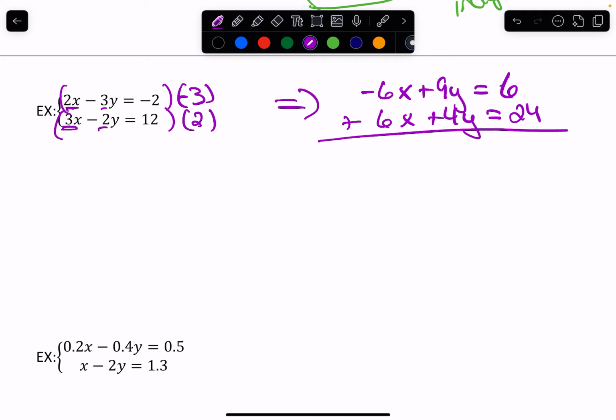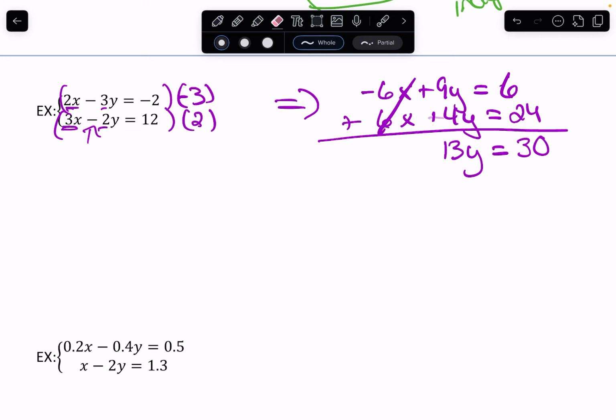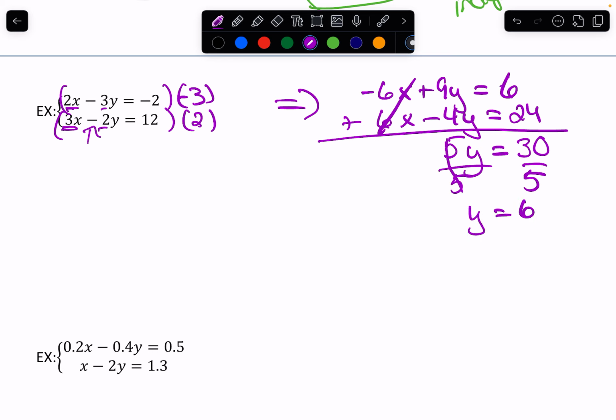I add. The negative 6x and plus 6x cancel each other out. 9 plus 4 is 13y, and 24 plus 6 is going to be 30. Hold on, I made a mistake somewhere. There's a negative here, so this should be a negative instead. I was like, those numbers shouldn't be. So it's 5y. Divide by 5, y equals 6.